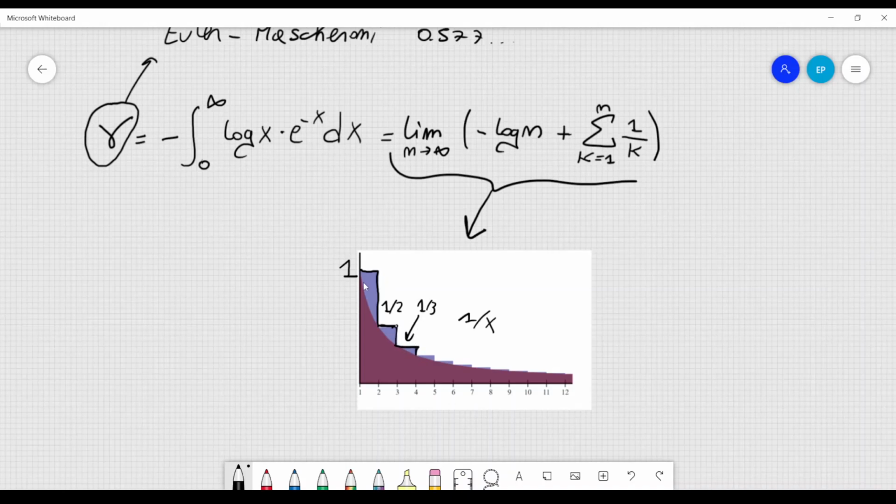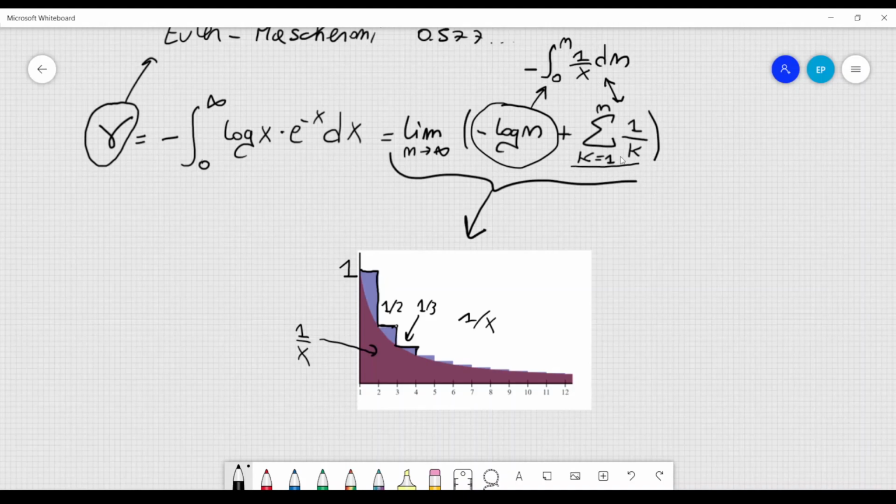This is 1 over 3, and so on and so forth. The blue area contains the red area here, or purple, whatever it is. So this is the function 1 over x. And when we take a difference, so we are taking the difference between this sum here and this logarithm here. Remember that this logarithm can also be written as minus integral from 0 to n 1 over x dx. So you can see that these two have a very similar form. One is discrete and the other one is continuous.